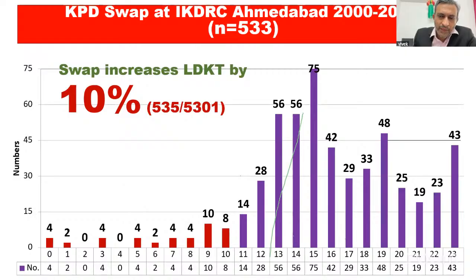In the year 2015, we reported 75 swap transplants in a single center, and this increased our donor pool by 25% in a single center. That is our publication. And in the year 2025, in 5 months, we have done around 50 swap transplants. Next slide.